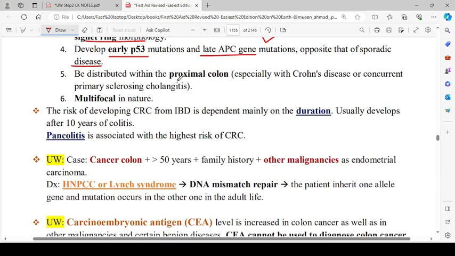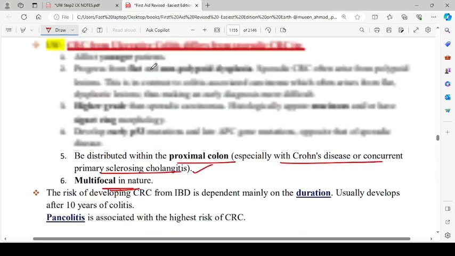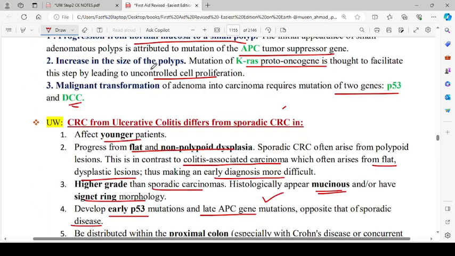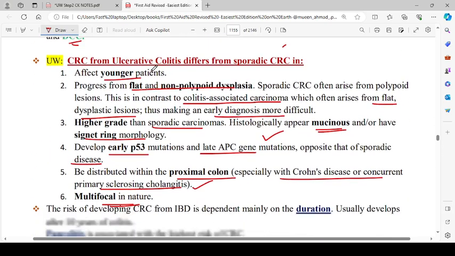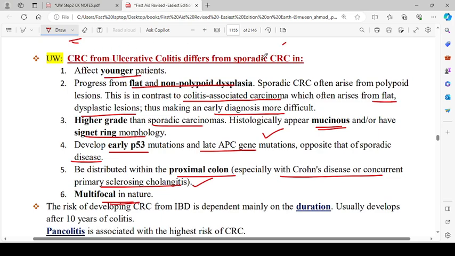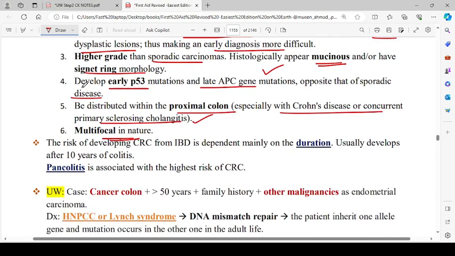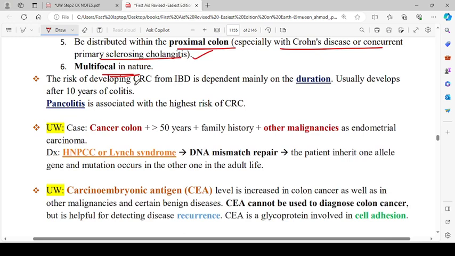They may be distributed within the proximal colon, especially with Crohn's disease or concurrent primary sclerosing cholangitis, and they are multifocal in nature as well. So the colorectal cancer in the case of ulcerative colitis is multifocal in nature. The risk of developing colorectal cancer from inflammatory bowel disease depends mainly on the duration. It usually develops after 10 years of colitis. Pancolitis, like inflammation of the whole colon, is associated with the highest risk of colorectal cancer.